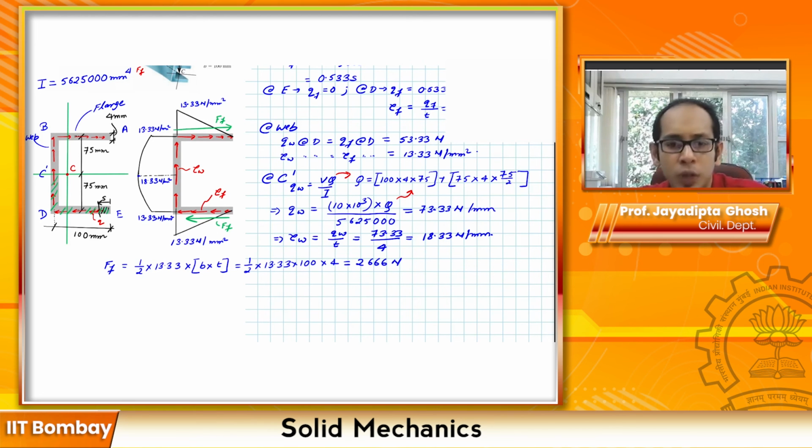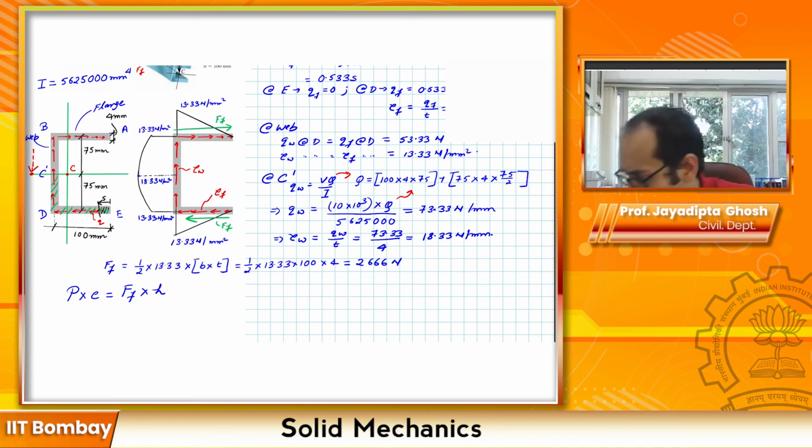So we get 2666 Newton. So now to calculate the shear center, we have our formula, that is P times E equals F times H. Now remember, we are trying to find the E. What is E? Let me just mark over here, E is this distance where I am supposed to apply this load P to resist the twisting which is happening over there. So let's go ahead and plug in the numbers and calculate E.